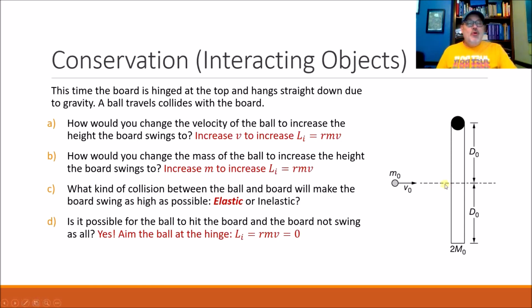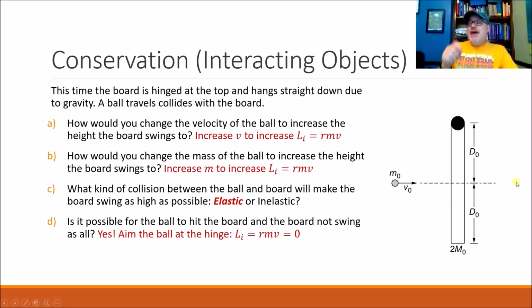So if we want this board to swing as high as possible, we need to start with the maximum amount of angular momentum. And we can do that by increasing the velocity. All right, easy. We can also do that in question B by increasing the mass of the ball. So if the mass is bigger, it will make the board swing up higher. Or we could increase the radius from the pivot point. So any of these three will increase the initial angular momentum, which will increase the final angular momentum, which means the board will swing higher.